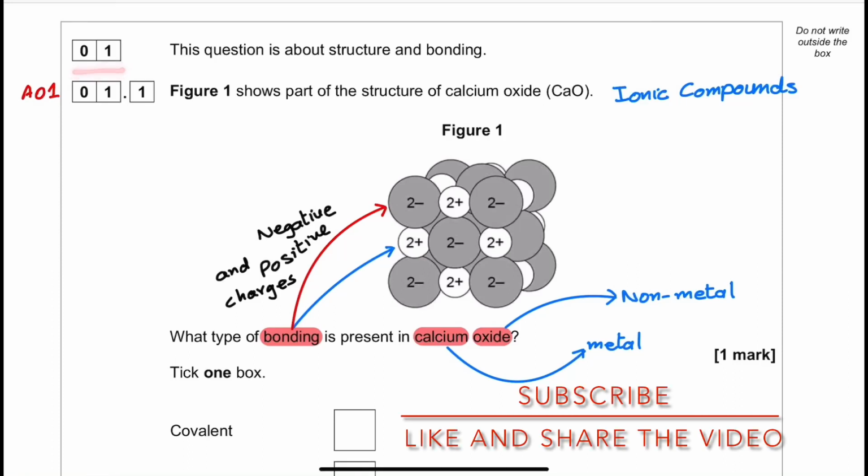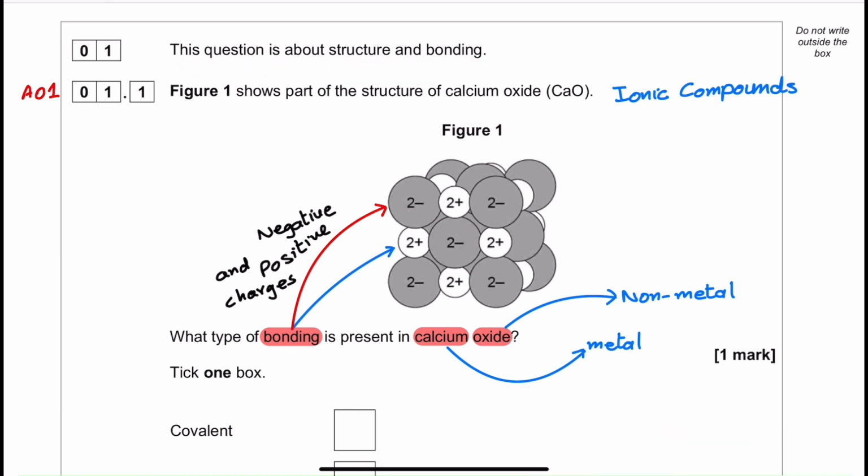Question number 1. The question is about structure and bonding. It is an AO1 question from Ionic Compounds. 1.1. Figure number 1 shows part of the structure of calcium oxide, CaO.